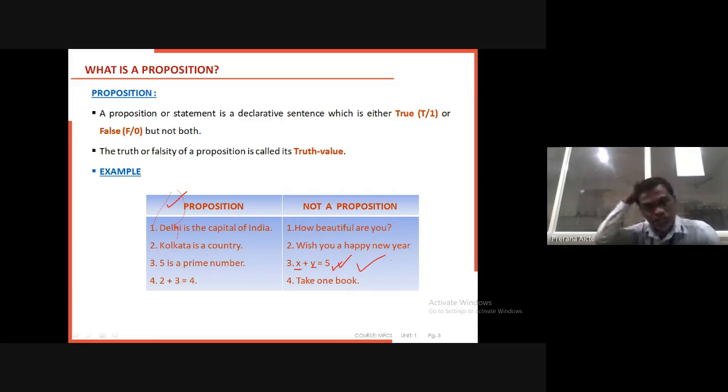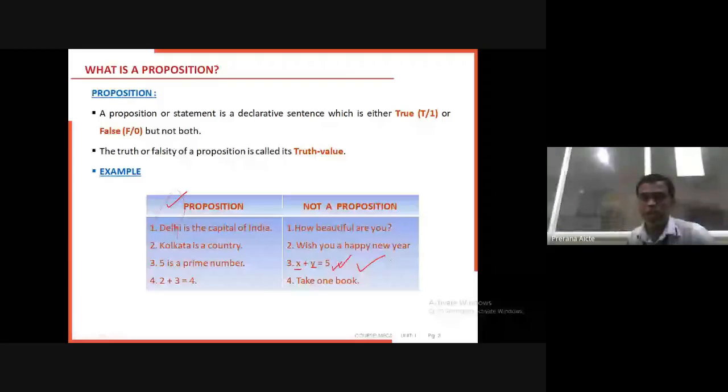Similarly, statements like how beautiful are, or wish you happy new year. The statement wish you happy new year is valid or true only on January 1st, and on the rest of the days it is not true. Take one book is a kind of action. Those kinds of statements are also not considered propositions.